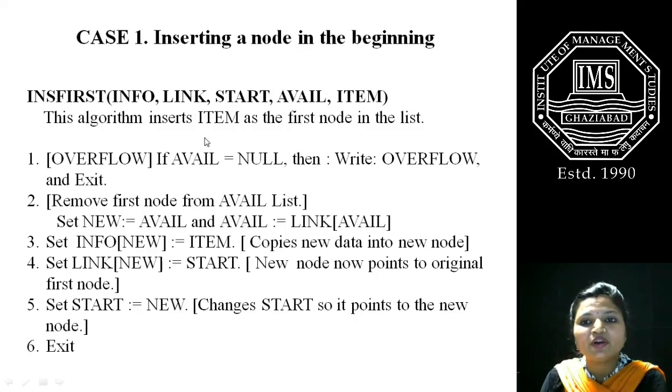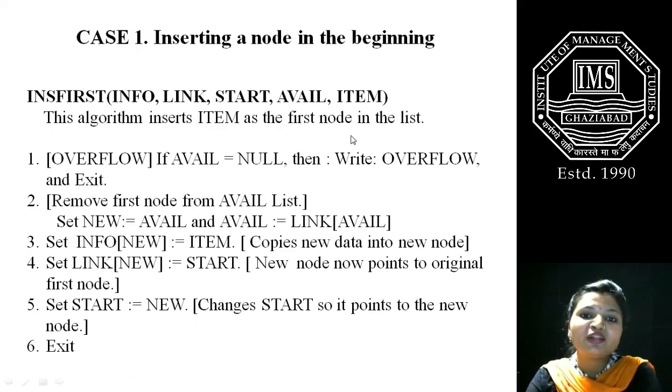So we have an algorithm for this. This algorithm inserts item as the first node in the list. Means this algorithm will insert the node at the beginning of the list. Since the beginning of the list is pointed by start, start is a variable that contains the address of the first node in the linked list. So we need to change the address of the start.